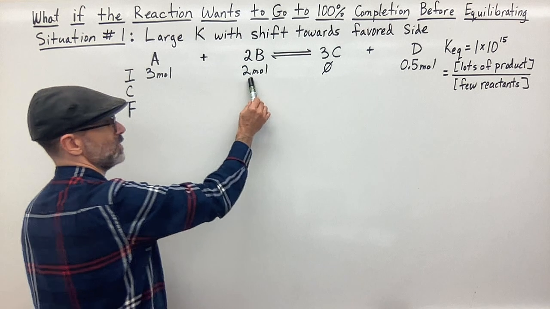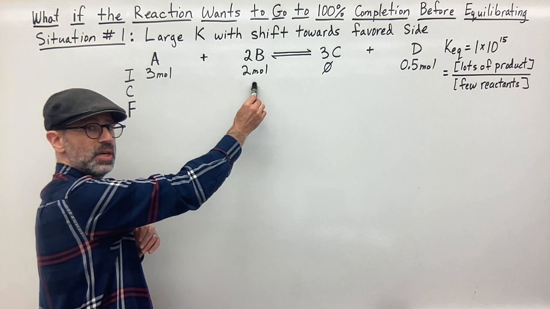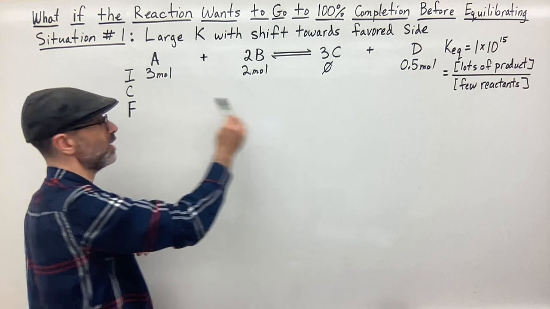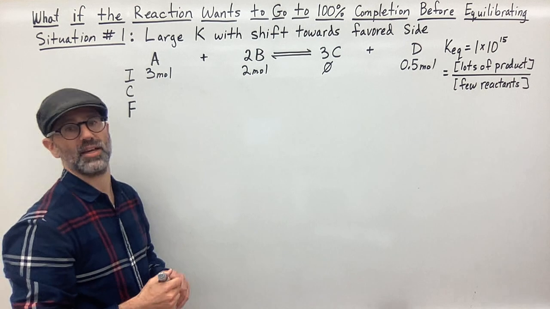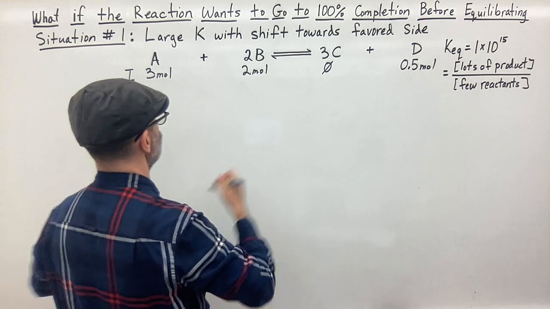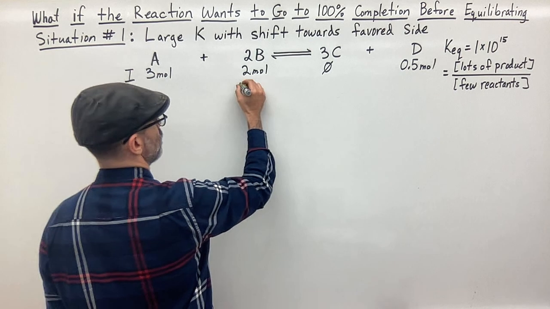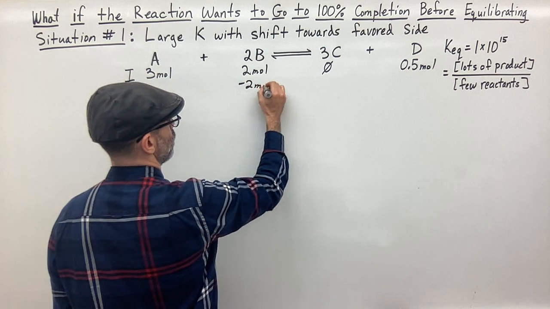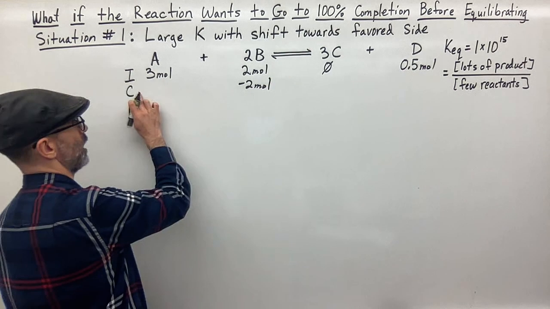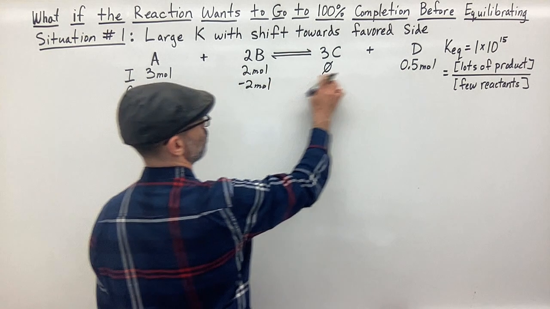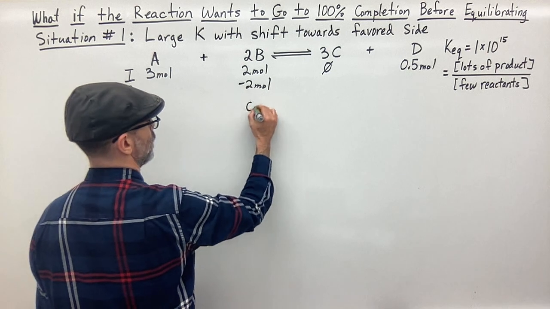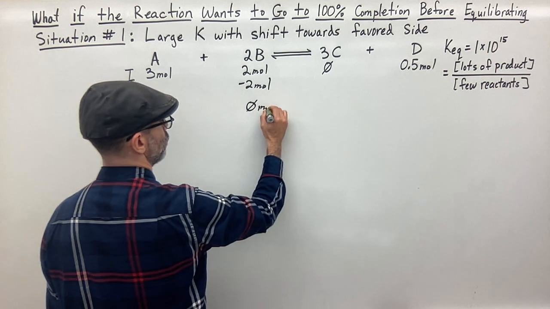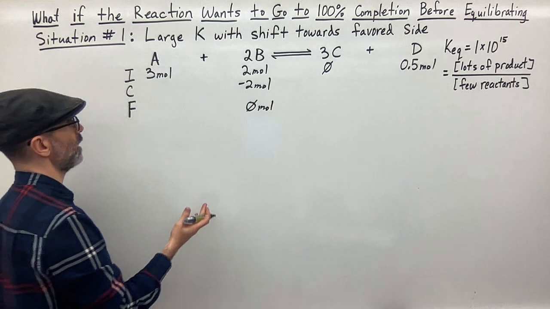But I don't have 6 moles. I don't have enough moles of B to react with A. So that means I'm going to run out of B first. So B is my limiting reagent, and I'm going to lose all of my B. So I'm going to lose 2 moles of B. That's my change. My change here is 2, so I'm going to end up with a final amount of 0 moles of B.